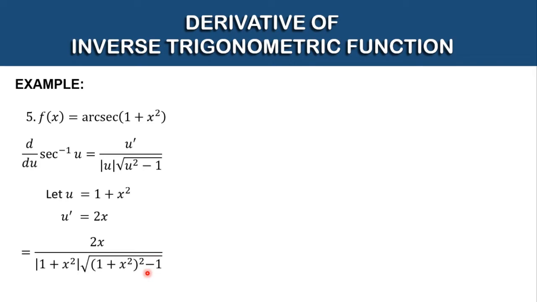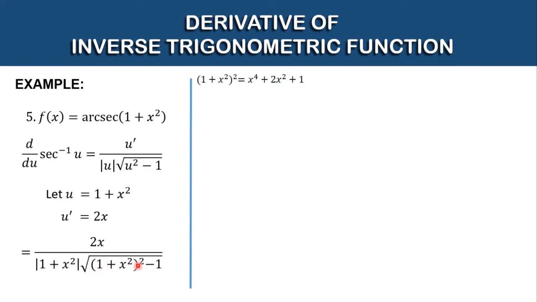And here, pwede nating i-simplify itong part na to. Ilabas lang natin yung absolute value niya, which is the same, 1 plus x squared. Tapos ito, gamitan lang natin ng FOIL method. So pag ginamitan natin ng FOIL method ito yung ating magiging answer. So the quantity of 1 plus x squared is equal to x raised to 4 plus 2x squared plus 1. So ito, isa-substitute lang natin dito sa portion na ito.